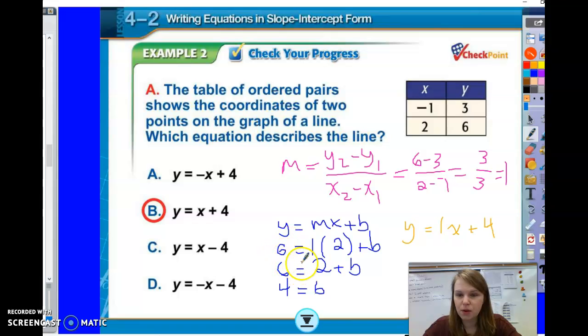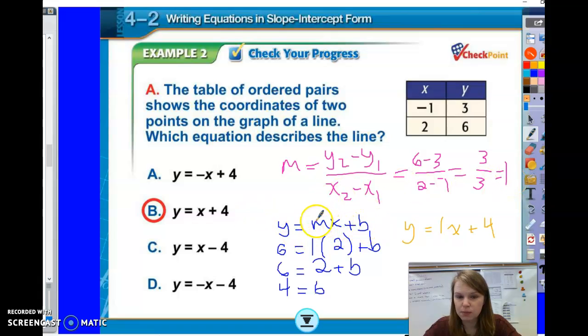When I solved this problem, I did y2 minus y1 on top, so 6 minus 3 on top, and then x2 minus x1 on bottom, so 2 minus -1 on bottom. When I worked through that, the slope ended up being 1, so I used that here.